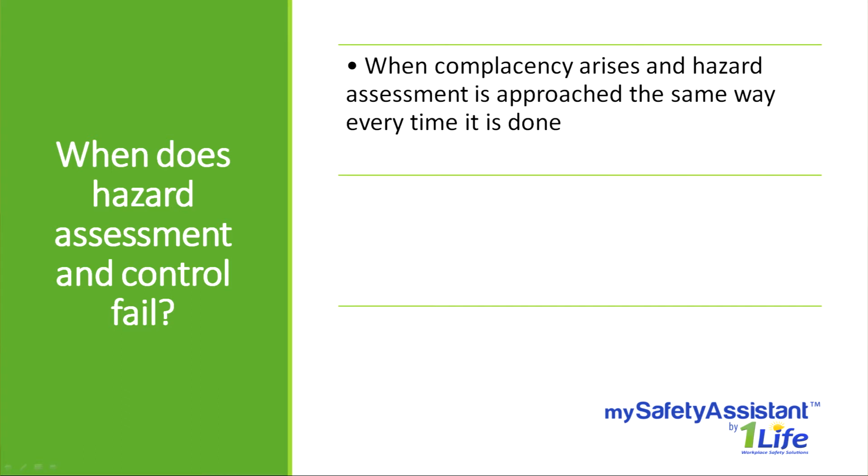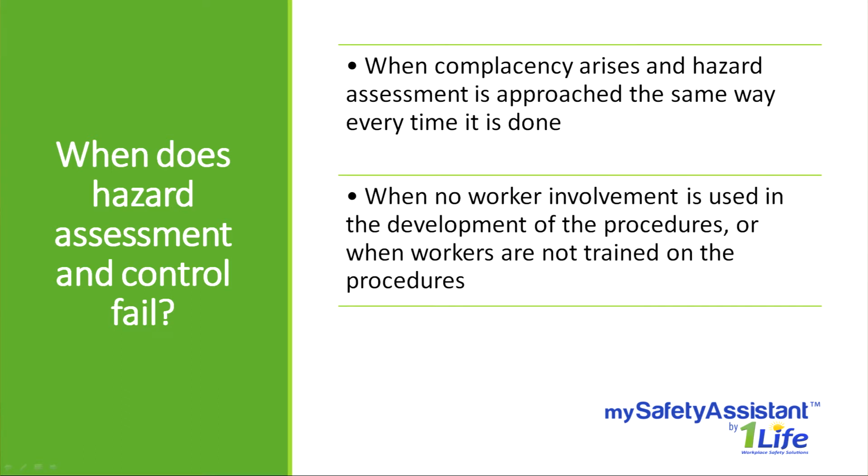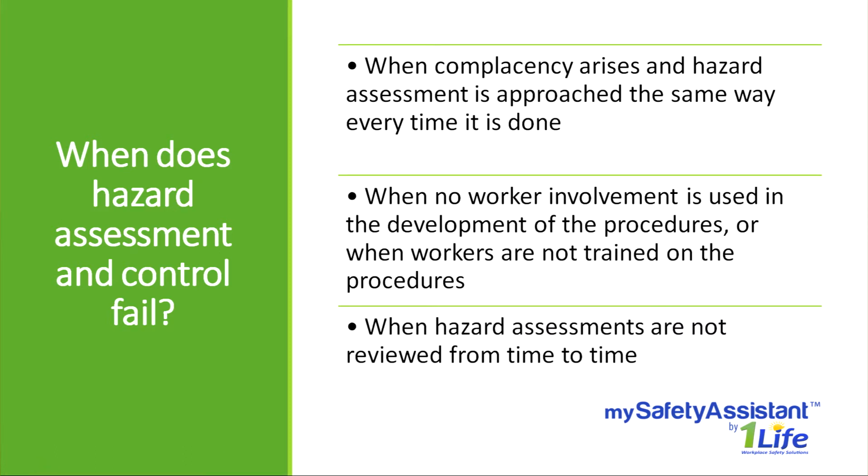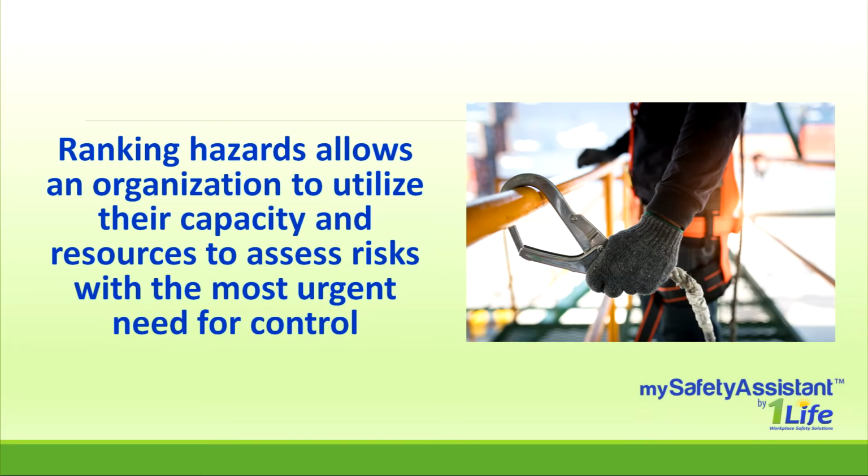It fails if you don't have worker involvement, if you don't have proper training in hazard assessment and control, and it also fails if you don't review your hazard assessments from time to time. After we've identified the hazards, the next thing we have to do is rank them or assess them. The reason we want to do that is if we've identified 10 hazards, we may not have the capacity and the resources to control all of them. So which are the ones in the most urgent need of controls?